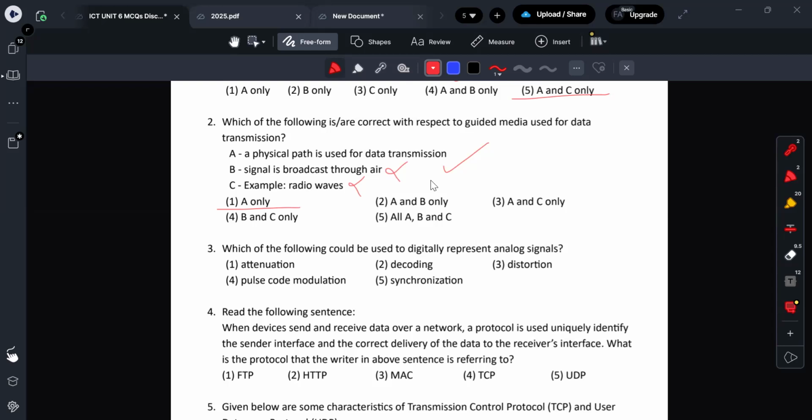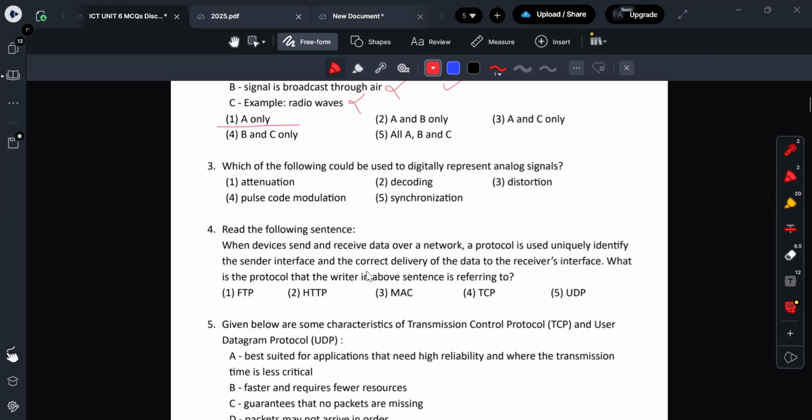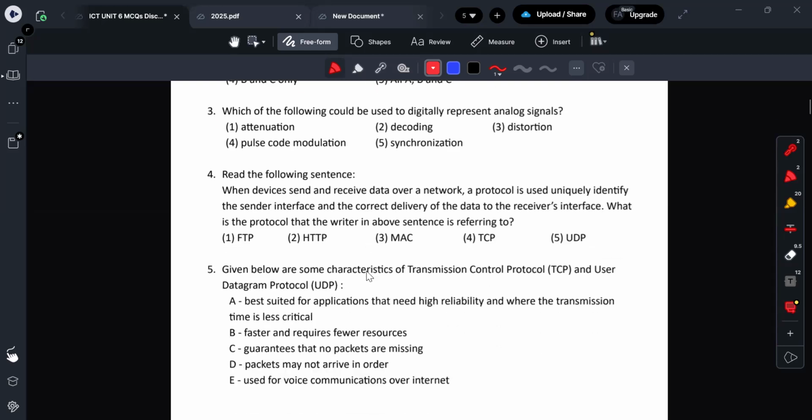Clear, right? So I'll explain like this. If there's anything, you can ask me. I hope I'm not going too fast. No, right? The pace is good. Do you want me to slow down? Let me know that.